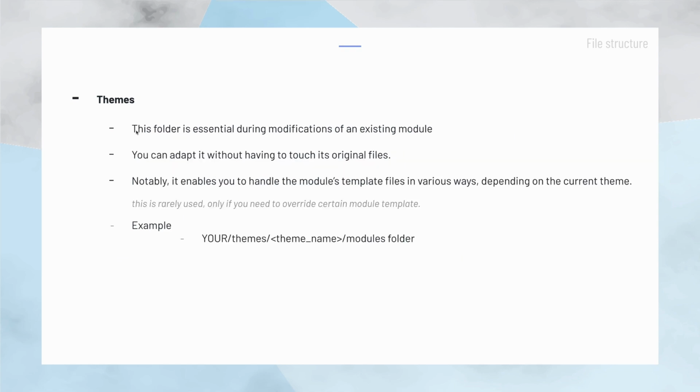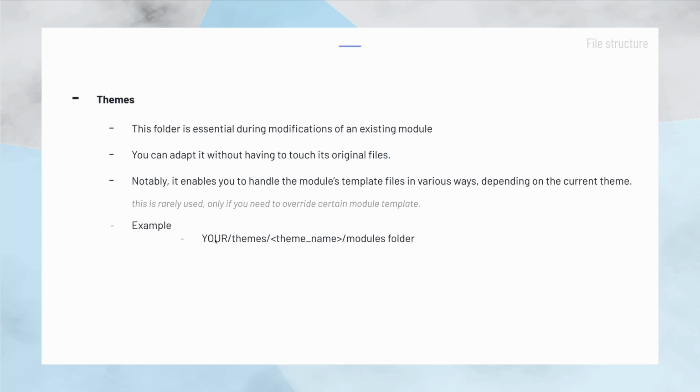Now let's talk about the theme directory. This folder is essential during modification of an existing module. So the purpose of this directory is basically to overwrite another module's template. You can adapt it without having to touch the original module file. We are talking about the other module right here. And notably, it enables you to handle the module's template file in various ways depending on the current theme. Just a note here I left, this is rarely used, only if you need to override certain other modules' templates. So this is an example on how to implement this override.